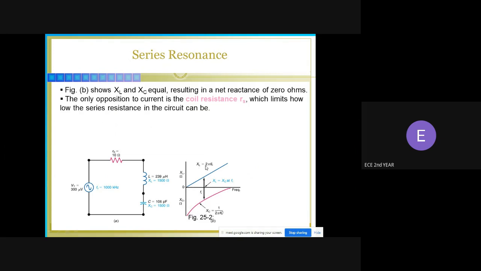So here XL equals 2 pi F L, starting from 0 and gradually increasing, and XC equals 1 by 2 pi F C, gradually decreasing. At one frequency, for example, XC is minus 5 and XL will be equal to plus 5. So this is plus 5 and this is minus 5. Both get cancelled and the net value will be 0. At that frequency these both values are the same, that is XL equal to XC, and that is called the resonance frequency F_R.